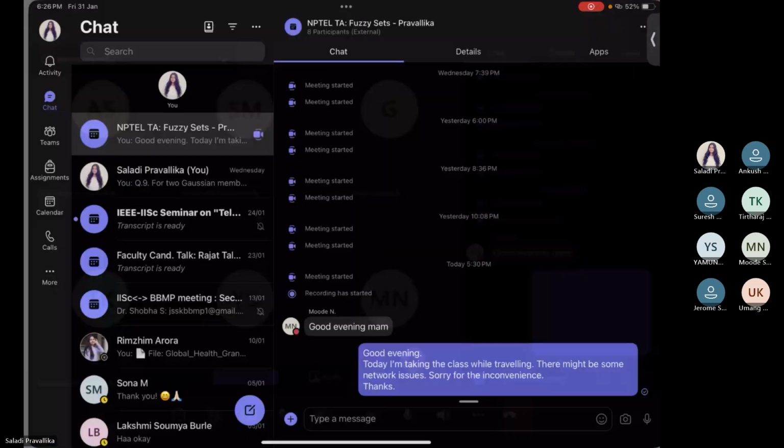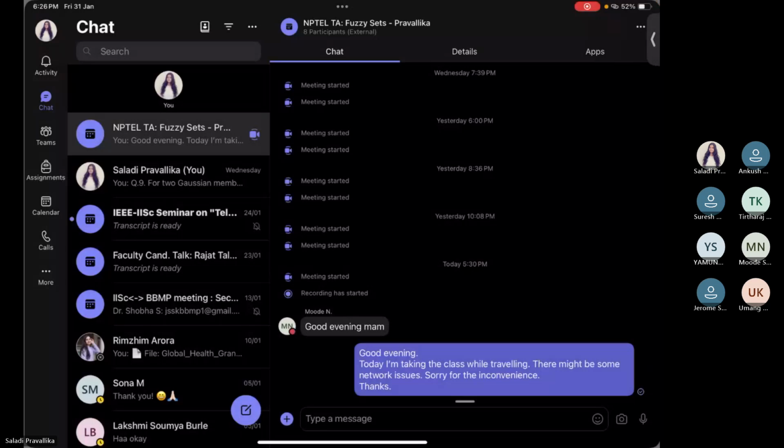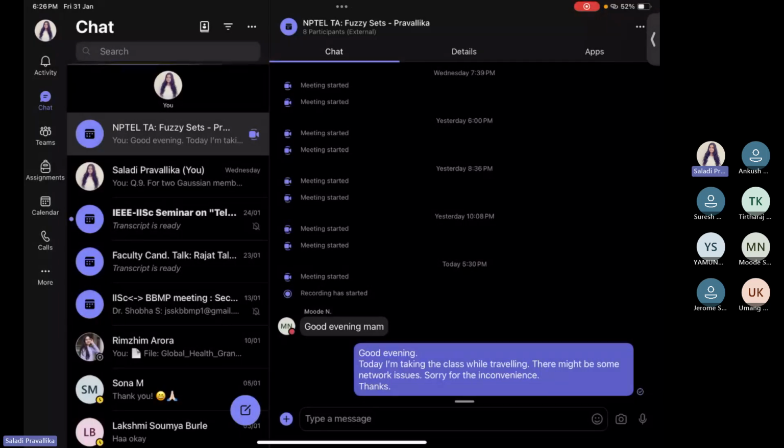And then alpha cut of a fuzzy set. You can also put it as y, and then we have x. Is it being clear to you? Any questions so far?